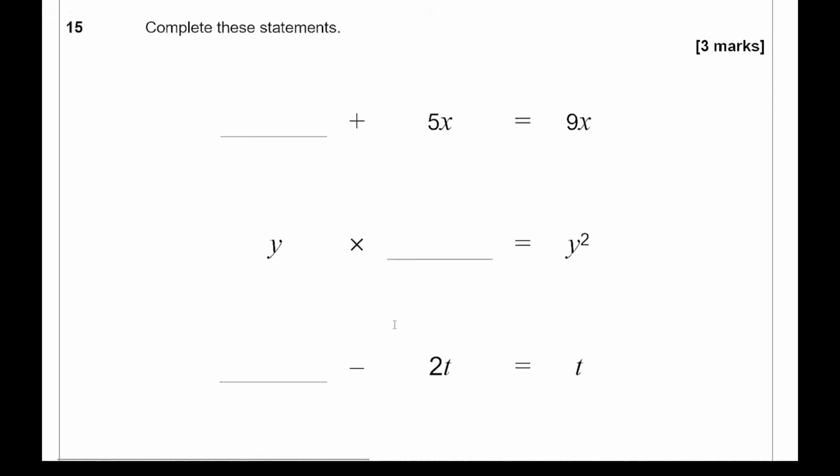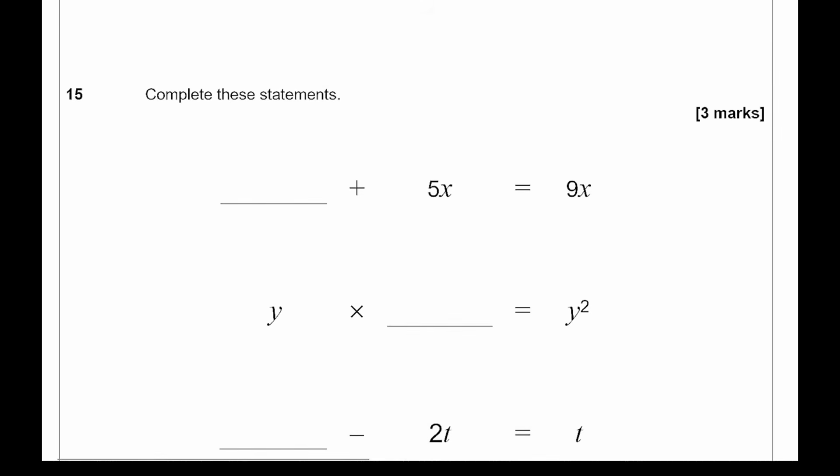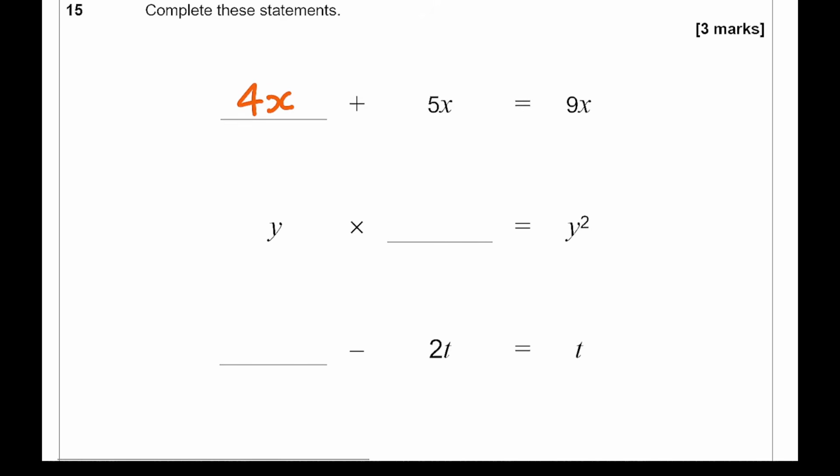Moving on to question 15, it says complete these statements. So what plus 5x gives you 9x? Well, that's going to be 4x. What times y gives you y squared? That's going to be y. And what subtracted from 2t gives you t? So if we do the opposite and we add 2t, t plus 2t gives me 3t.